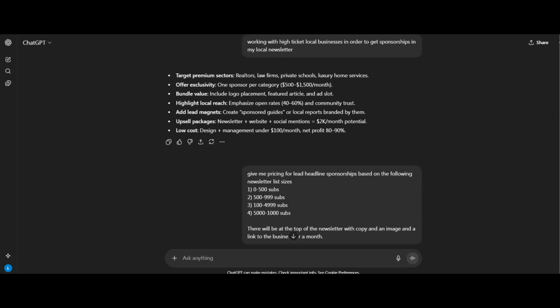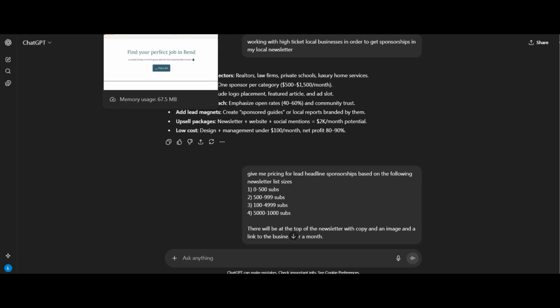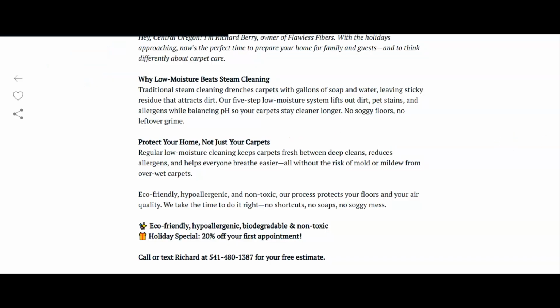So that's who we're going to target. But we're also going to bundle in value. And what I mean by that is you are going to do all the hard work. They're not going to send you anything. So let's go back and take a look at this ad here.